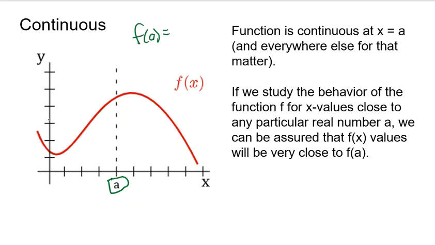Again, these number lines aren't labeled. I don't know if this is 1, 2, 3, 4, 5 or 2, 4. The point is that there's clearly a point right there. We could see it. Now, the other important part of this is if we study the behavior of the function f for x values close to any particular real value a, we can be assured that f of x values will be very close to f of a.